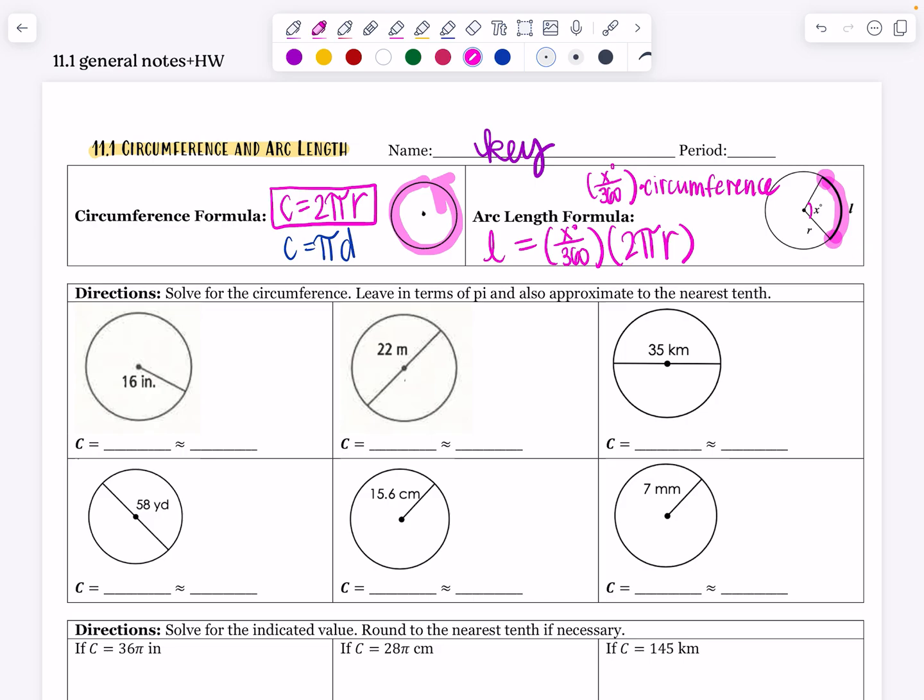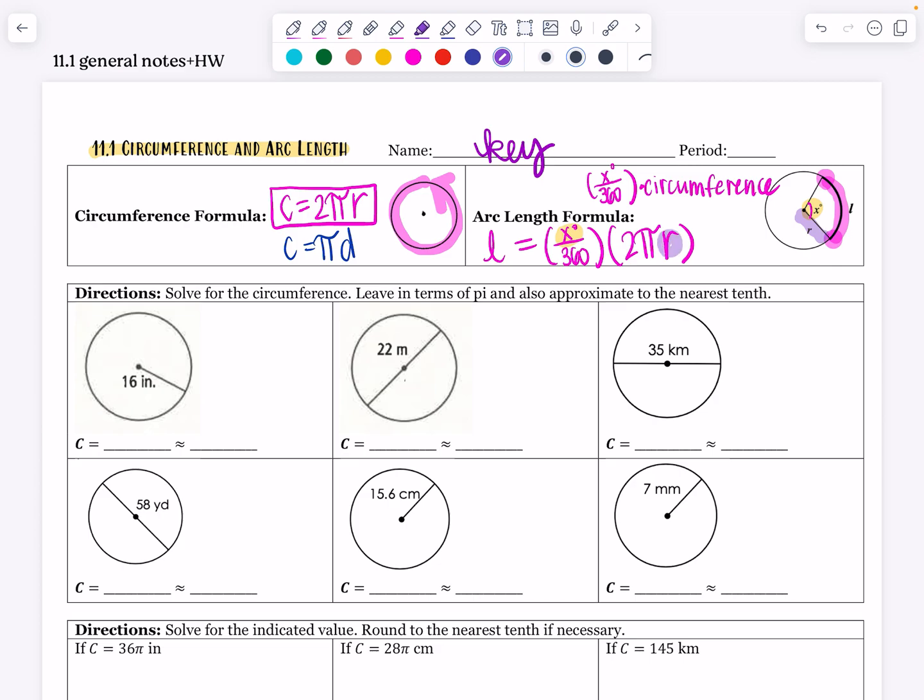So what pieces do you need? You need to know x, which is going to be that central angle. Let me do that in a different color. You need to know the central angle, which is x. And then you also need to know the radius. The radius is going to give me the size of the circle.